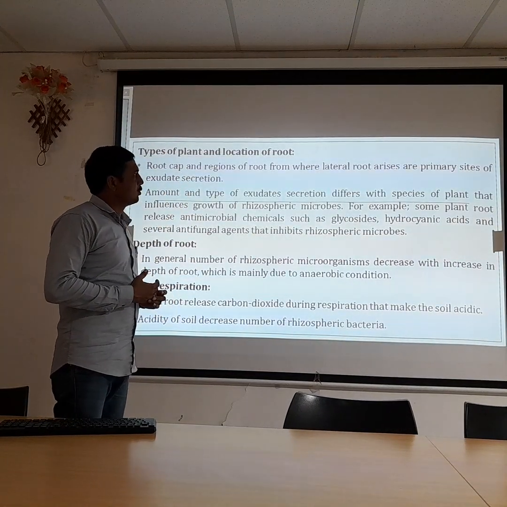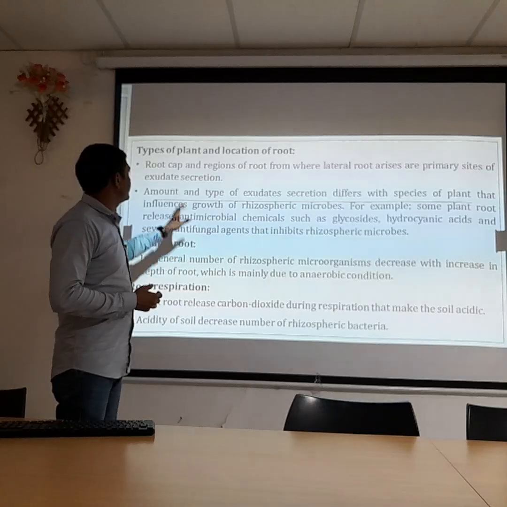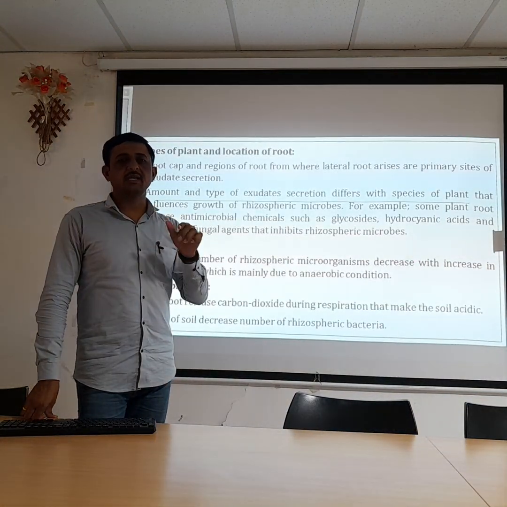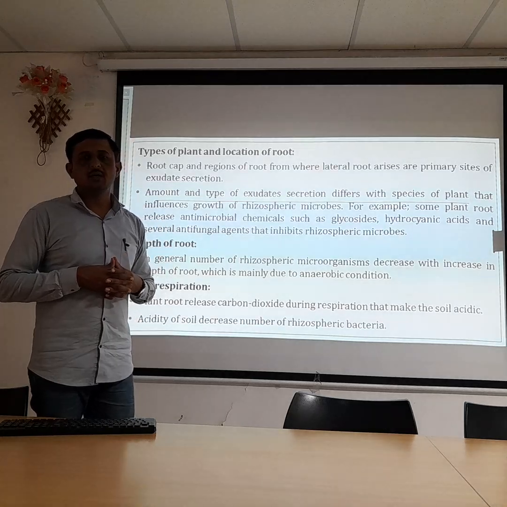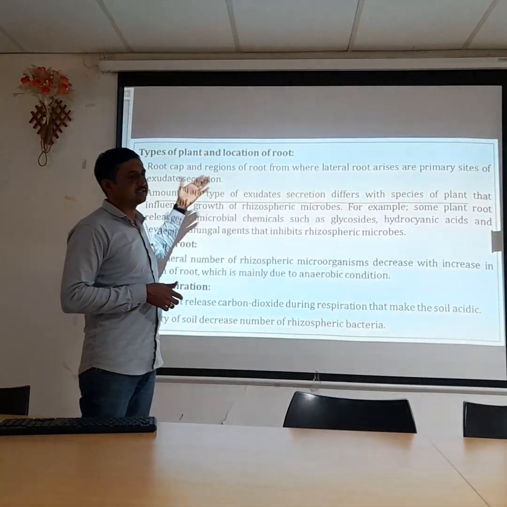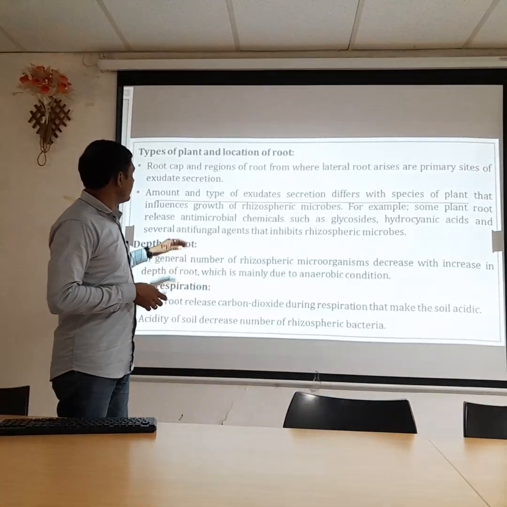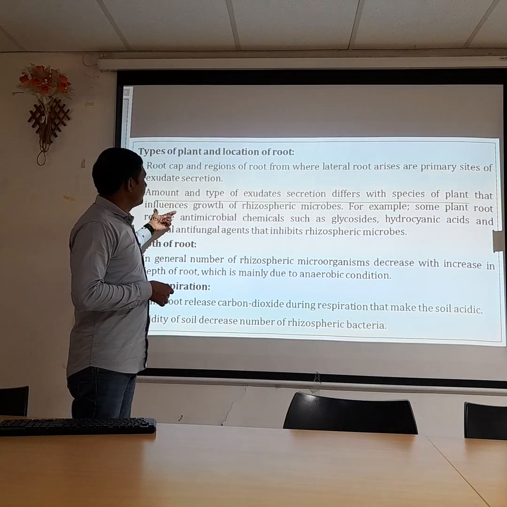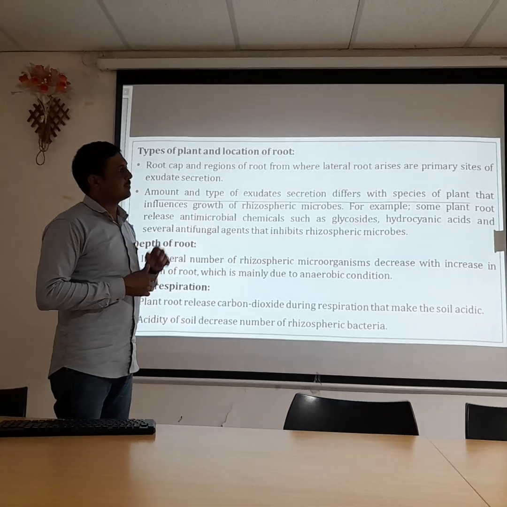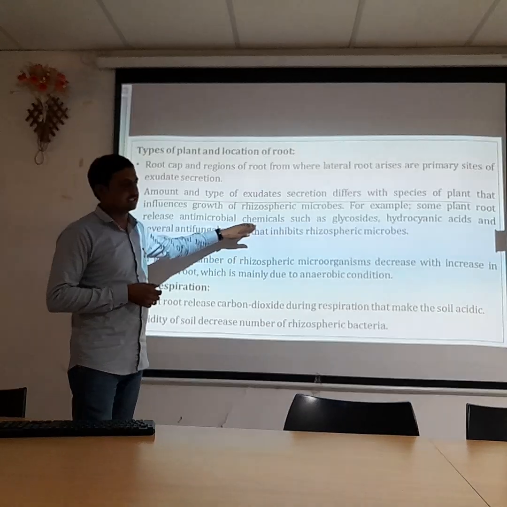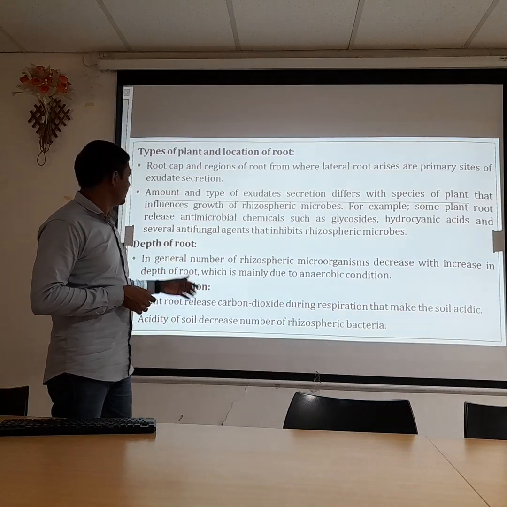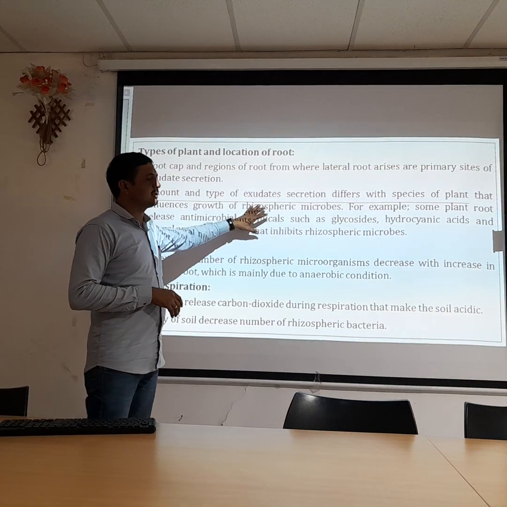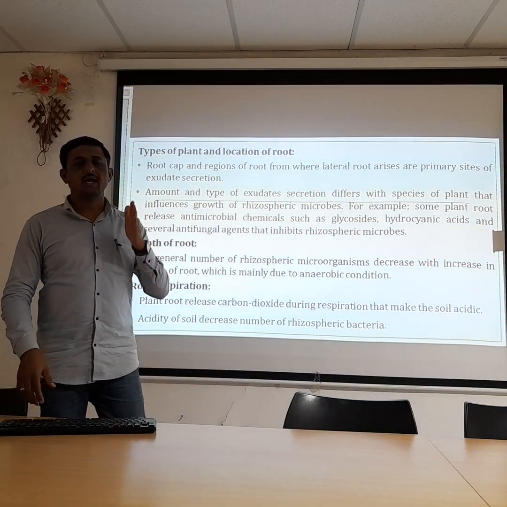Root cap and the region of root from where lateral roots arise are primary sites of exudation secretion. These are nothing but hair-like appendages that arise from the plant roots, and they are responsible for the release of some exudates from the plant roots, which act as a source of nutrition for the microbes. The amount and type of exudate secretion differ with the species of plant, which influences the growth of rhizospheric microbes. For example, some plant roots release antimicrobial chemicals such as glycosides, hydrocyanic acid and several antifungal agents that inhibit rhizospheric microbes. So it is again another limiting factor for the microbial population at the rhizospheric region.